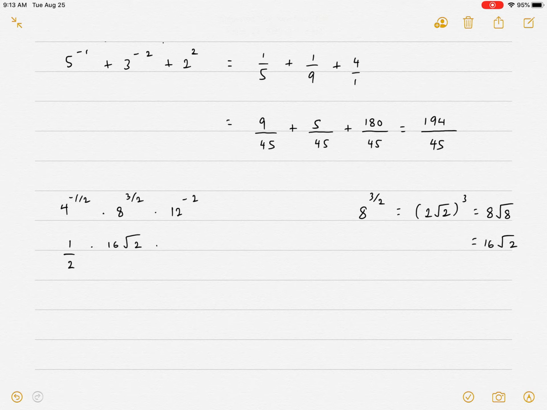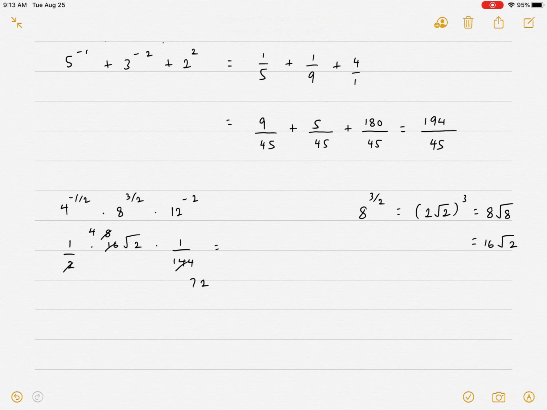12 to the negative 2 is a fraction, and 12 squared is 144, so this becomes 1/144. And then we'll multiply. I feel the need to reduce that 2 with that 16. It gives me an 8. I can reduce 144 and 8 by taking out a 2. 2 goes into 8 4 times. It goes into 144 72 times.